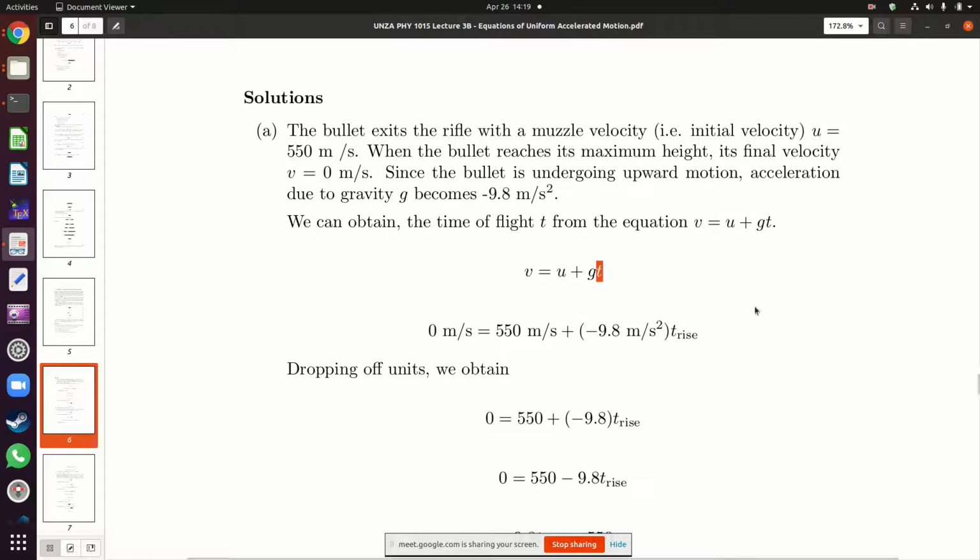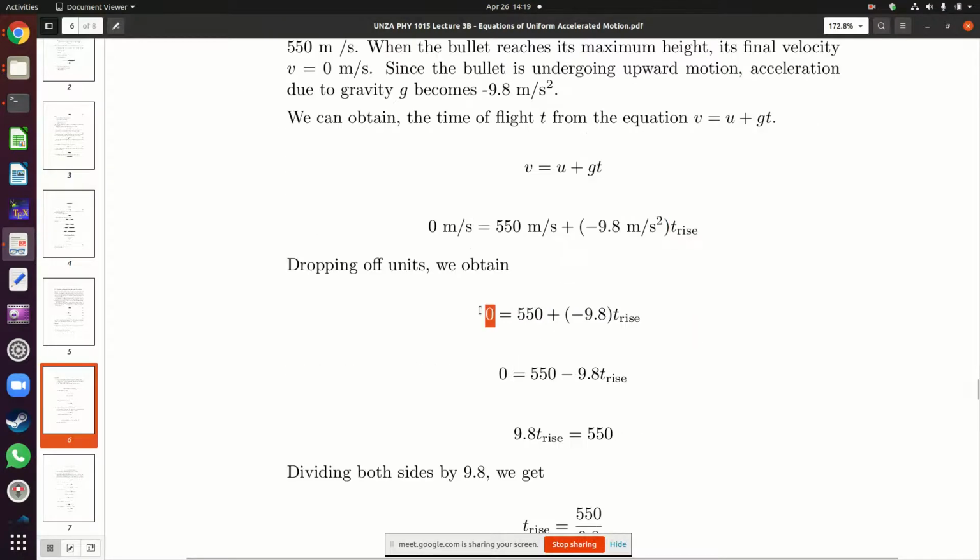So in this case, when you make the substitutions, at maximum height the velocity will be 0 meters per second. Then the speed with which the bullet came out of the gun is 550 meters per second plus minus 9.8 multiplied by t rise. So you drop the units, you end up with 0 equals 550 plus minus 9.8 multiplied by t rise. This plus and the minus give you a negative. So you end up with 0 equals 550 minus 9.8 t rise.